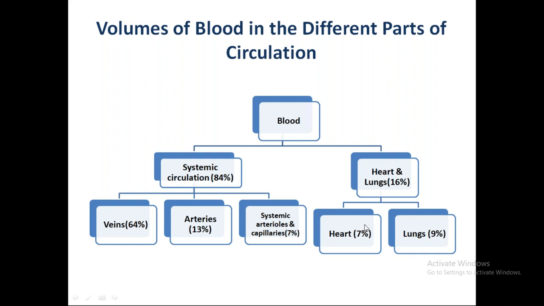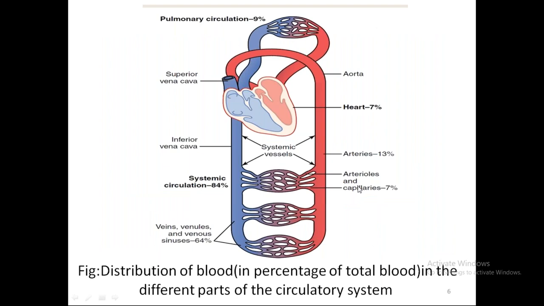This figure shows the distribution of blood percentage in the different parts of the circulatory system. 84% in the systemic circulation, and among these, 64% in the veins, venules, and venous sinuses, 13% in the arteries, 7% in the arterioles and capillaries, and in pulmonary circulation 9%, and in the heart 7%.